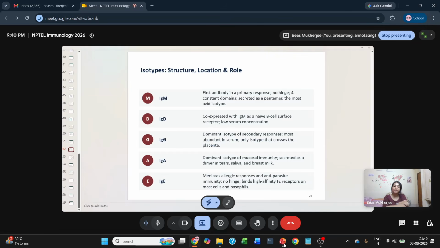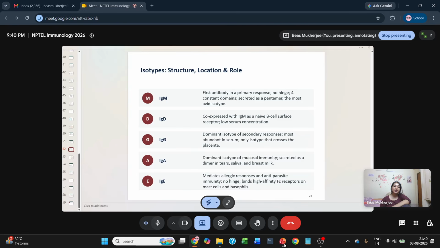Now, we have 5 different types of antibodies that we already know. There is IgM, which is the first antibody in the primary response. There is no hinge and 4 constant domains are there, and it creates a pentamer. It is the most avid isotype. Now, what is avidity? Avidity and affinity are two different phenomena. We are going to talk about avidity in the next slide.